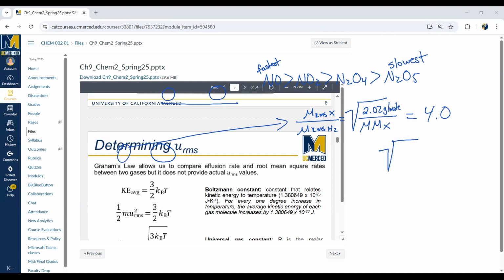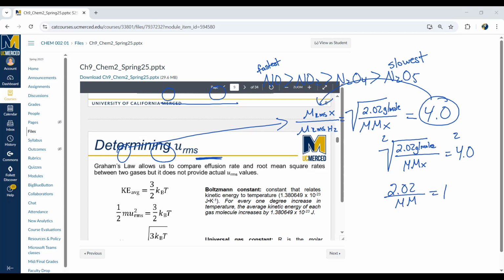So now we know the square root equals 4 because it tells us. So this is 2.02 grams per mole divided by the molar mass of X equals 4. And so now I square both sides to get rid of the square root. So that's 4 squared, so it's 16. So now we have 2.02 over the number we want equals 16. And then solving for molar mass, I bring molar mass up and 16 down.